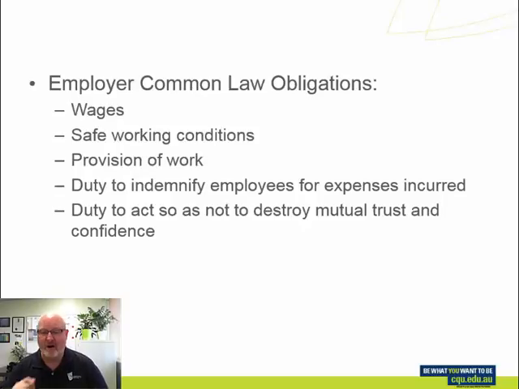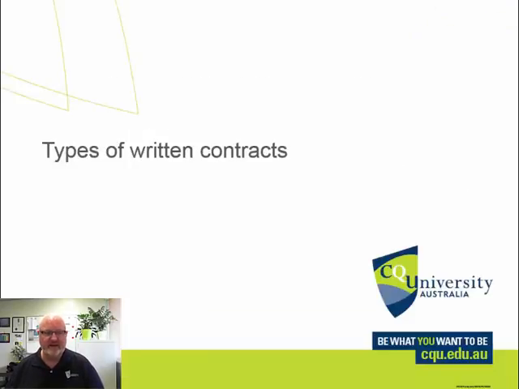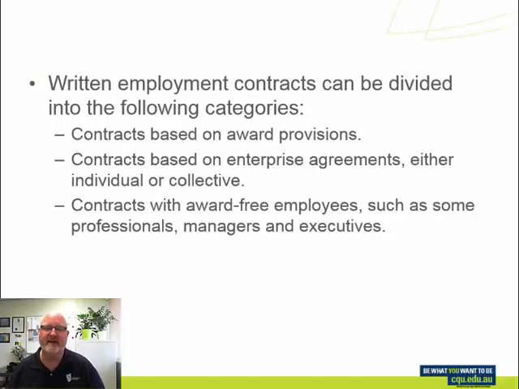So looking at common law obligations, you have obligations in relation to wages, safe working conditions and provision of work, a duty to indemnify employees for any expenses incurred, and a duty to act so as not to destroy mutual trust and confidence in the relationship that you have. So let's have a look at types of written contracts. Contracts are based on award provisions, contracts based on enterprise agreements, individual or collective, and contracts with award-free employees, such as some professionals, managers and executives.